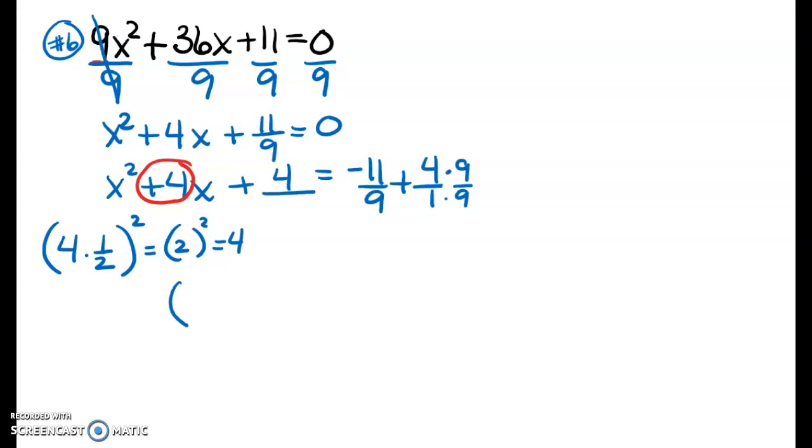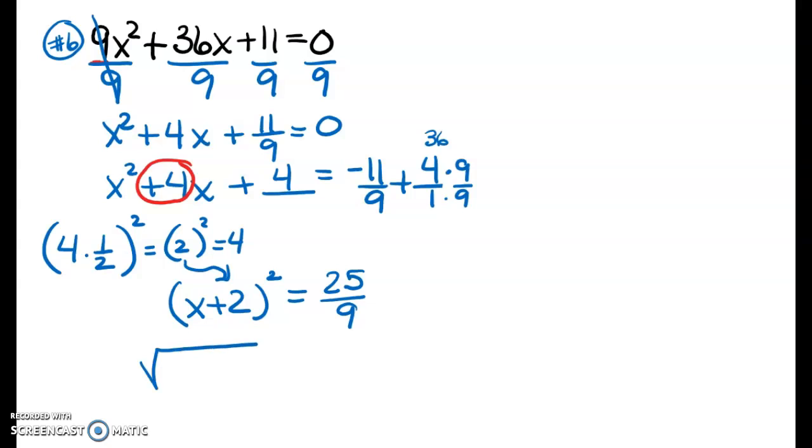Now when I factor the left side, I know it's going to be a perfect square, and I know I'm going to see this positive 2 in my factor. So I know 4 times 9 is 36. 36 minus 11 is 25 ninths. And now I have to take the square root of both sides. And remember to split your fraction up.